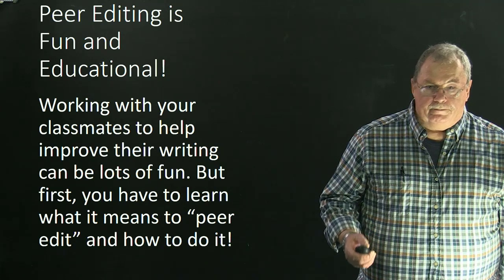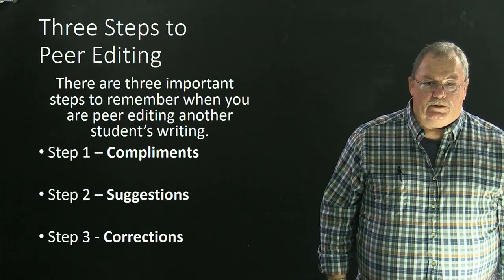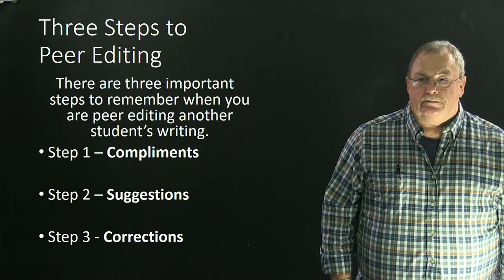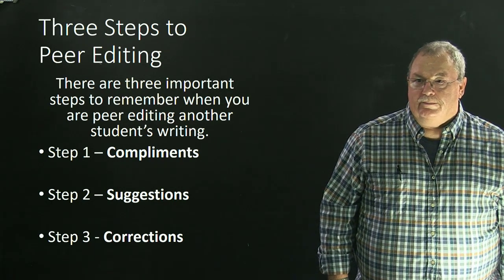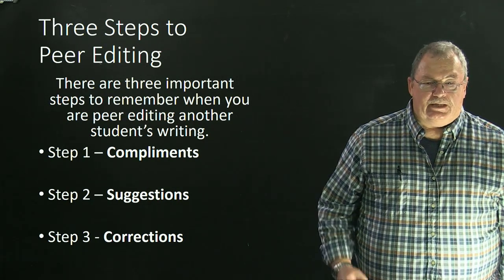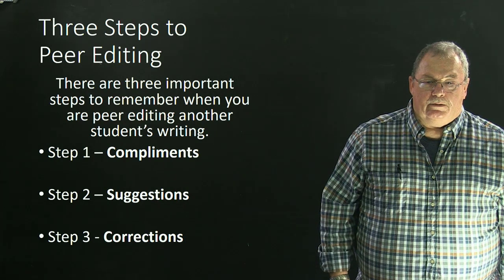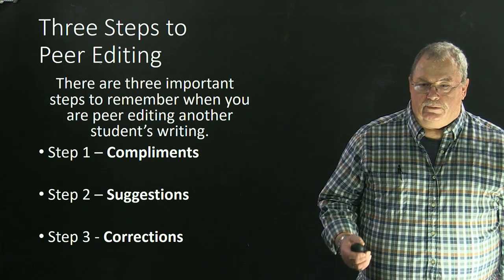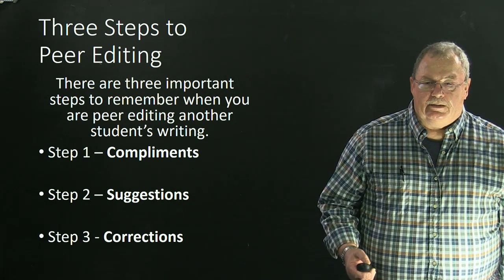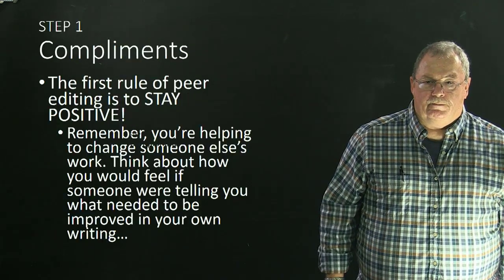Clarity is important. There are 3 steps to peer editing. First step is compliments. You don't have to be cruel. 2, make suggestions. Just don't say something doesn't look right. Make a suggestion. And 3, write down your corrections. And that'll deal more with the grammatical and the spelling and so forth.